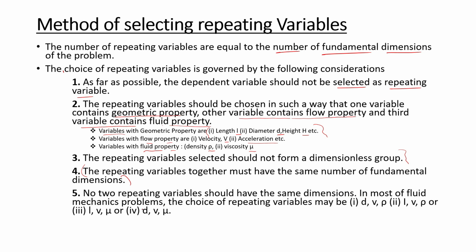That is, in most fluid mechanics problems, the choice of repeating variables may be diameter, velocity, and density, or length, velocity, and density, or length, velocity, and viscosity, or diameter, velocity, viscosity, like that. Now let us do an example. Let us take this example.